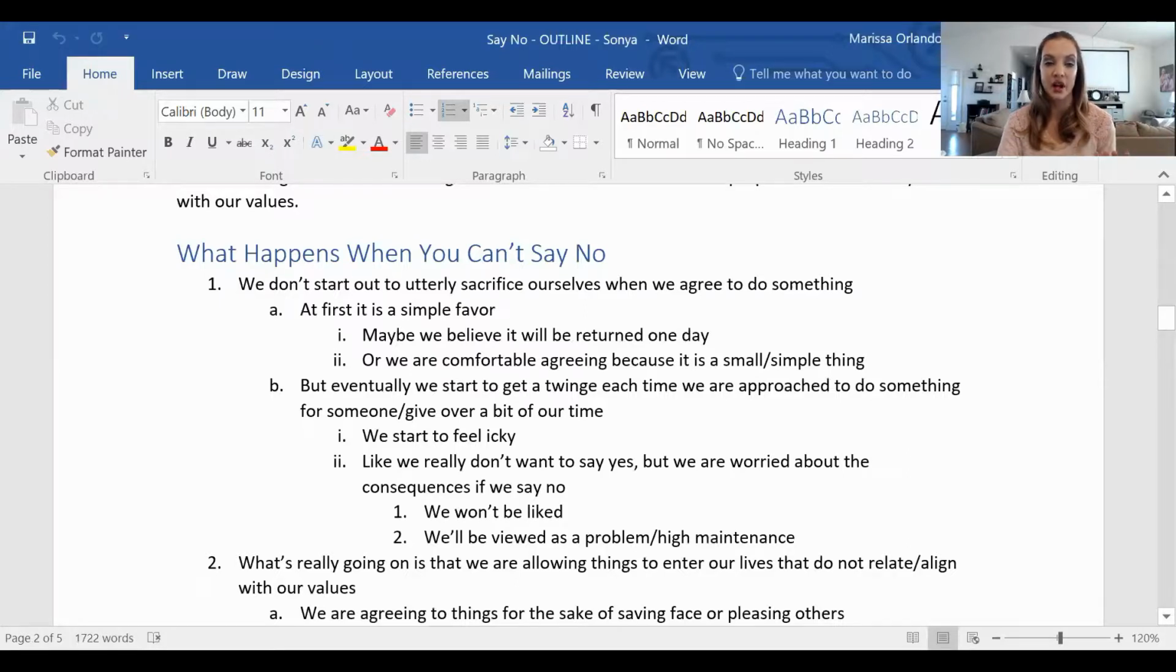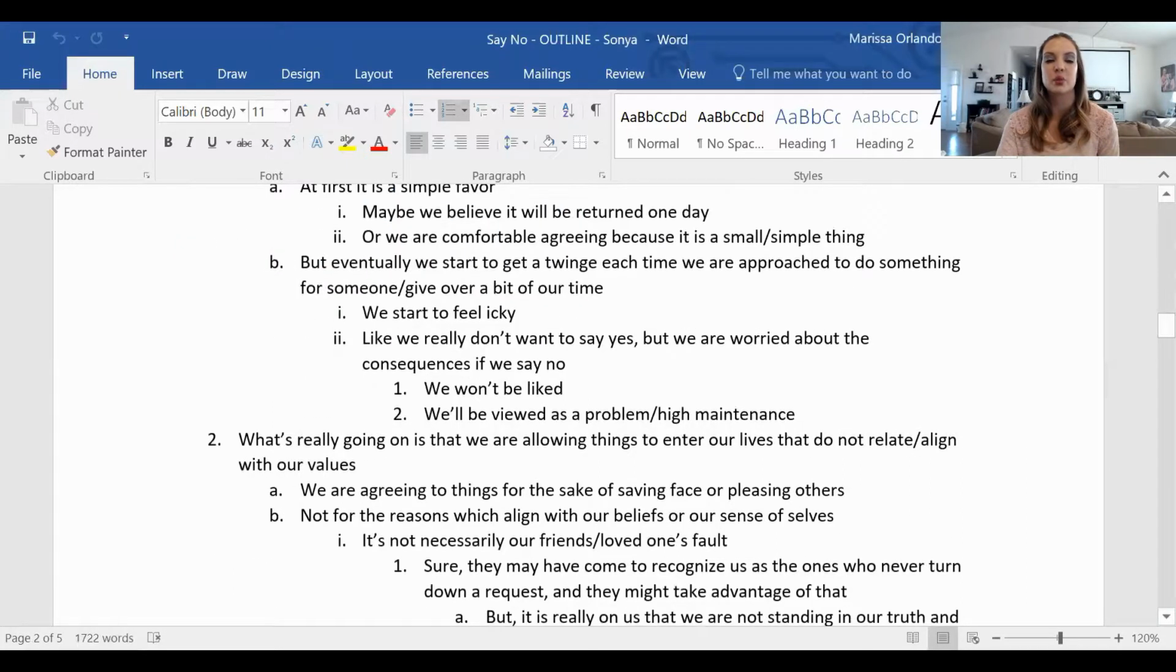"We don't start out to utterly sacrifice ourselves. We agree to do something. At first, we might just be doing a favor for somebody. At first, we might just say, yeah, I've got some time, whatever. But eventually we start to get a twinge every time we're approached to do something, because we're giving over a bit more of ourselves. It starts to feel icky. We don't want to say yes, but then we feel like we have to because we're people pleasers," and blah, blah, blah. And so then it says what's really going on is blank, blank, blank.